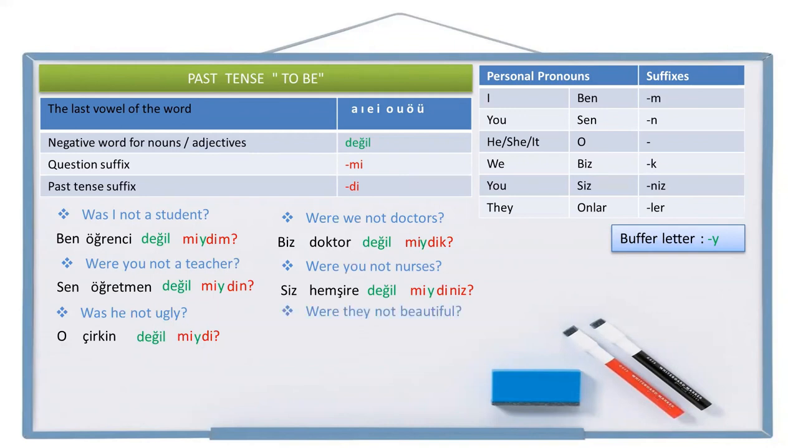And the last example. Were they not beautiful? Let's write person pronoun they first. Onlar. Beautiful, güzel. Not beautiful, güzel değil. Question suffix, then past tense suffix, and buffer letter between them. Person pronoun suffix to the end. Onlar güzel değil miydiler? Were they not beautiful?